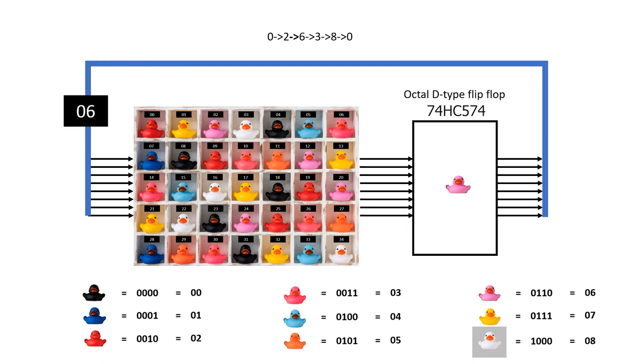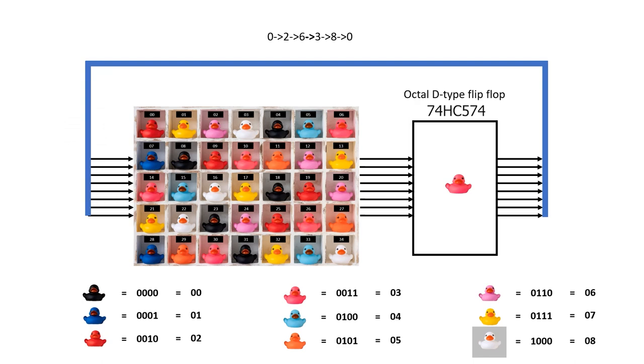So hopefully from this you can see that we've made a circuit that will repeatedly go through the numbers 0, 2, 6, 3, 8, and back to 0. Once it reaches 0 again, the cycle repeats. This will keep happening provided there's power applied to the circuit and there's a clock signal coming into the flip-flop.